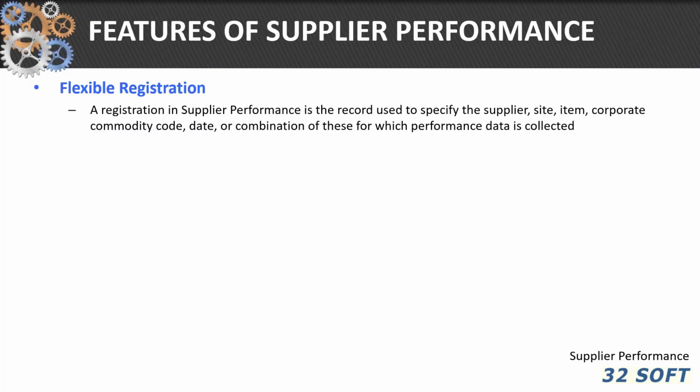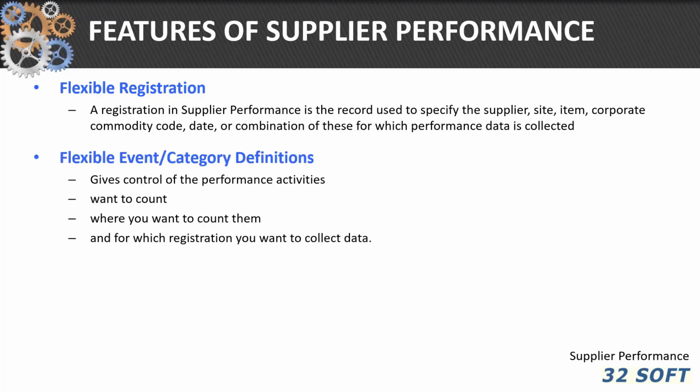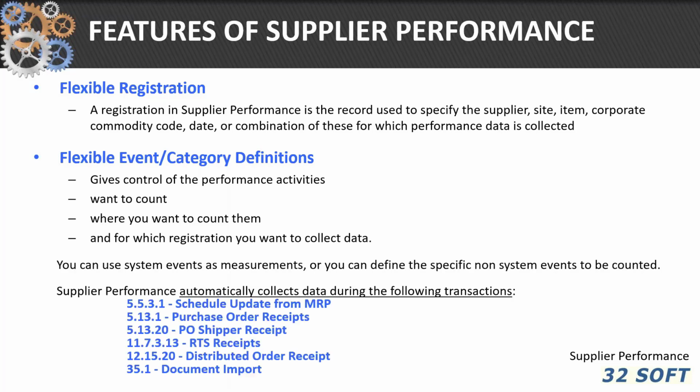You've got flexible registration by supplier item, corporate commodity code, date, any combination of those. You've got flexible events and categories that you can define. What do you want to count? When do you want to count them? How do you want to count them?